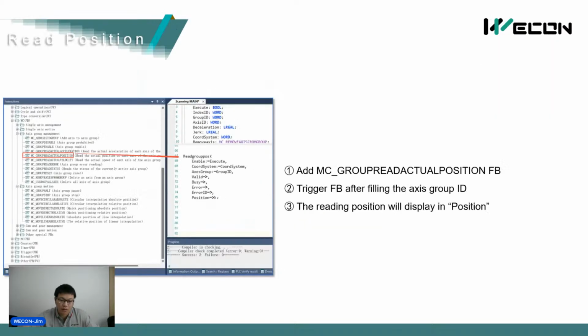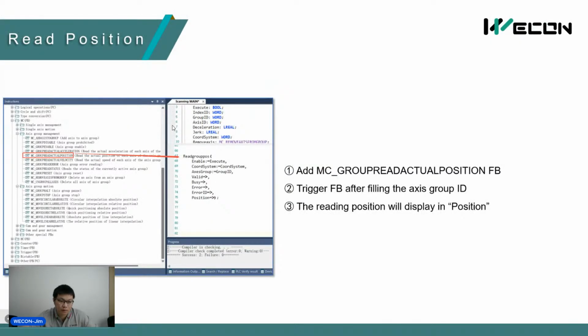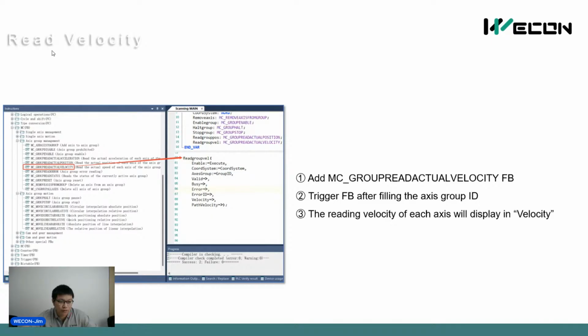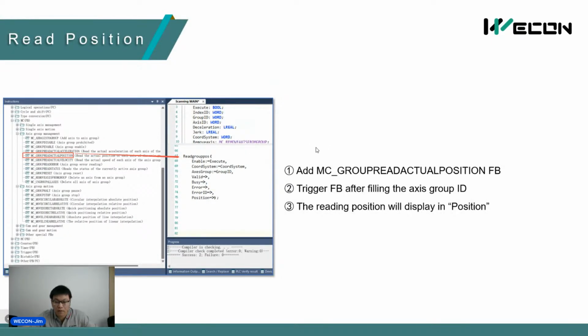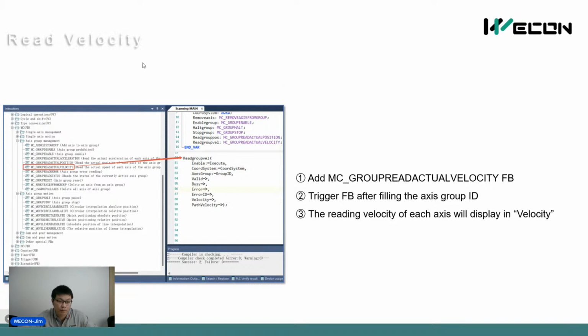Okay, and now I will introduce some function blocks about the movement. First, we can use these two function blocks: read group actual position and read group actual velocity to get the group position and the velocity.